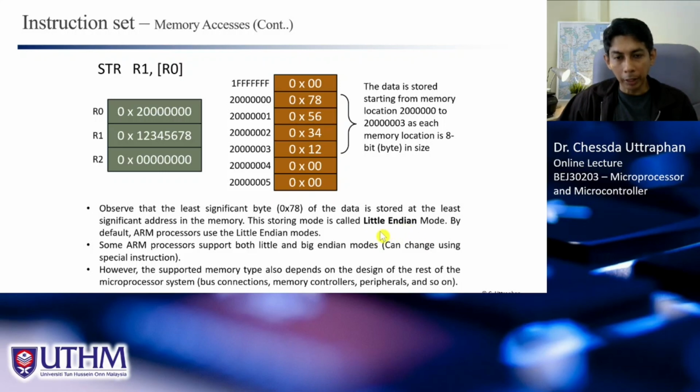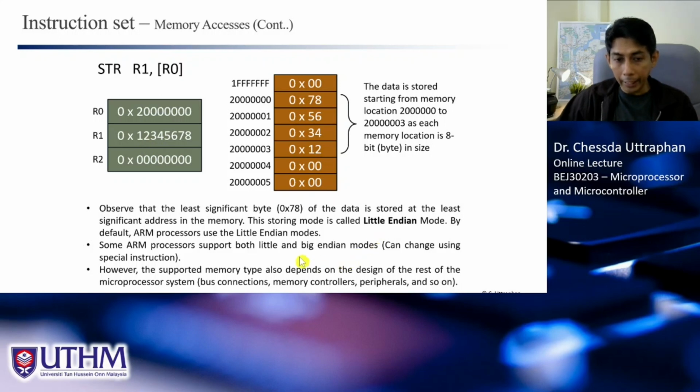So some of the microprocessors use big endian, some use little endian, but the ARM microprocessor uses little endian. So what is little endian? Little endian is the one that I explained just now, where the least significant byte is stored first. 78 is stored first here, followed by the next, 56, 34, and 12.